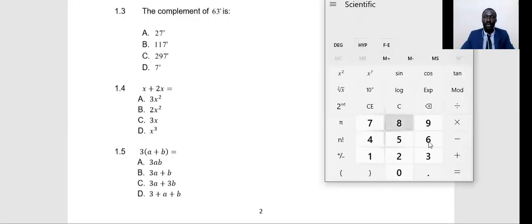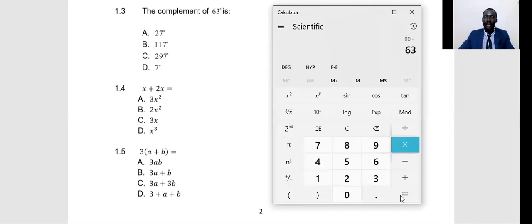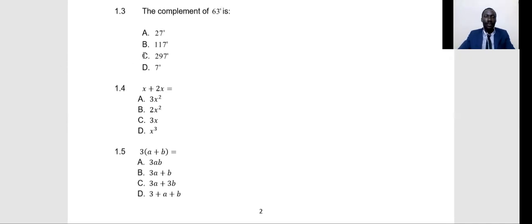Okay, so we are going to be having 90 minus 63. 90 minus 63, what do we get from it? We get 27. So what that means is the number that we must add to 63 to get 90 degrees is going to be 27 degrees. That will make 1.3 have the solution A. Then the next thing is 1.4.